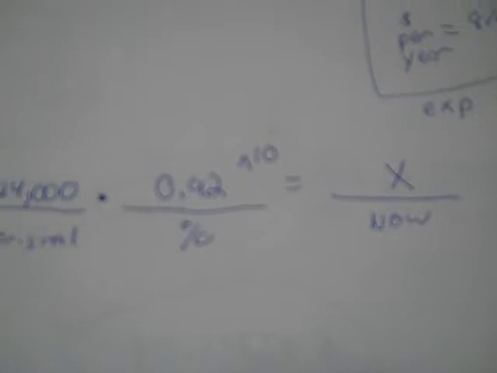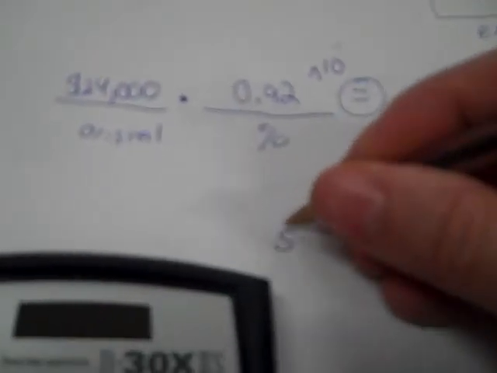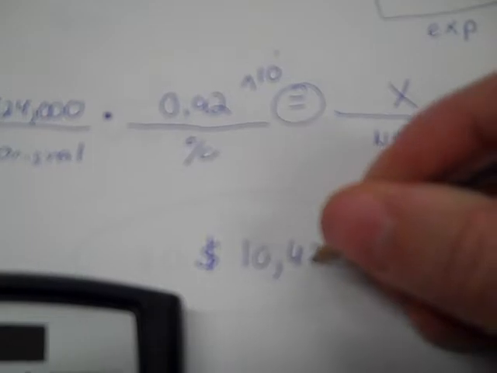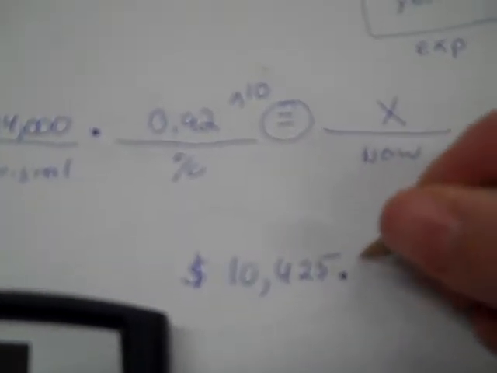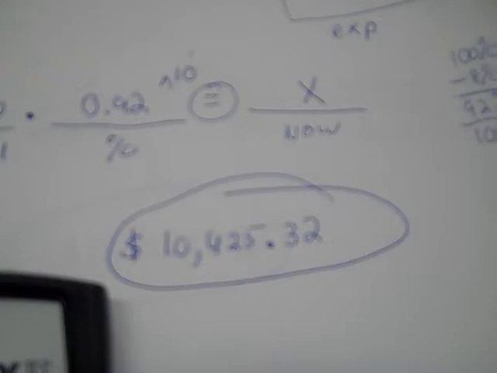Original is like chronologically over time. And then our new amount is unknown. Okay, when the new amount's unknown, we just multiply these two factors. This factor has an exponent. 24,000 times 0.92 to the power of 10. Now this is money, so if my answer is dollars, I'm going to need 2 digits after the decimal. So $10,425.32. Okay, you're talking money.